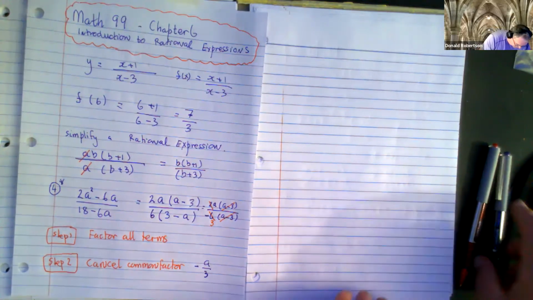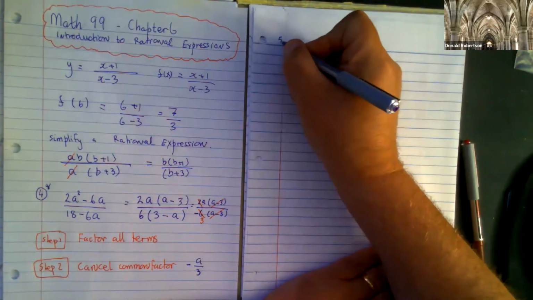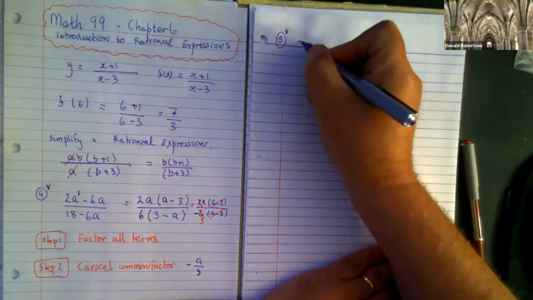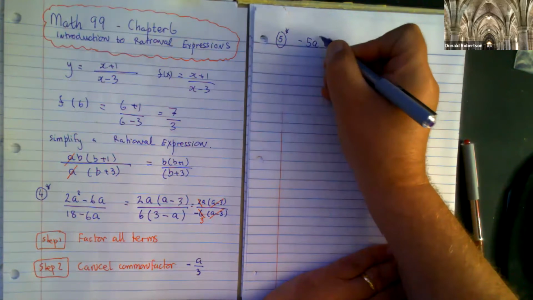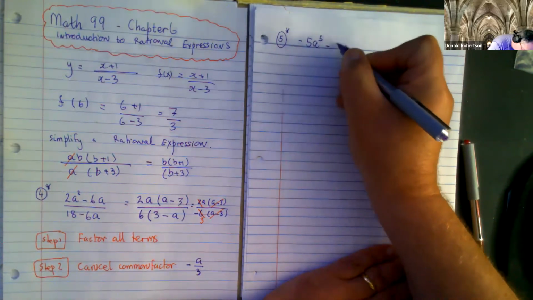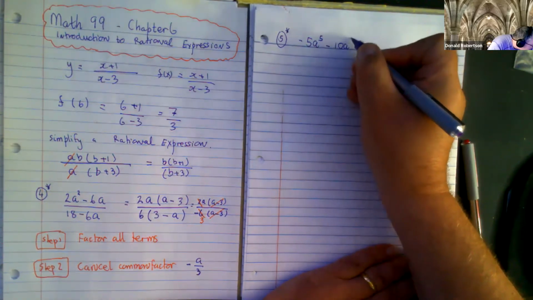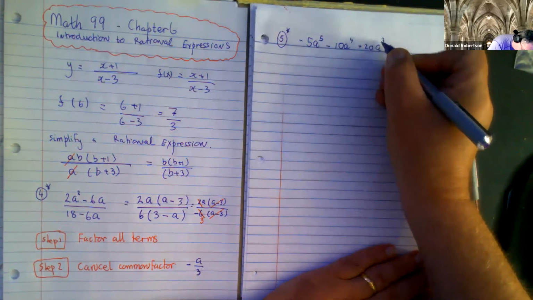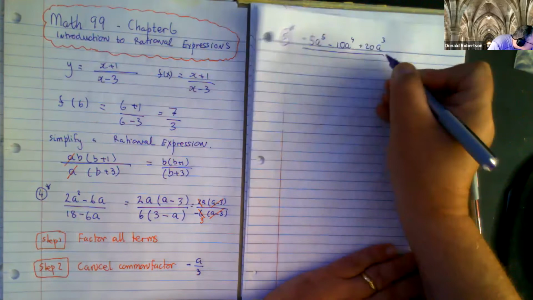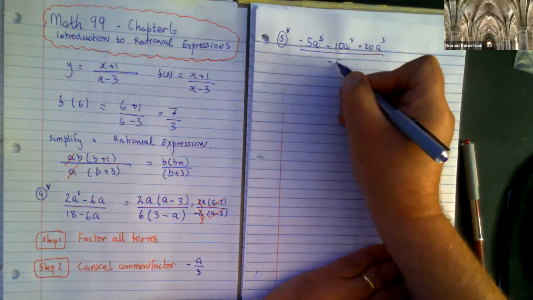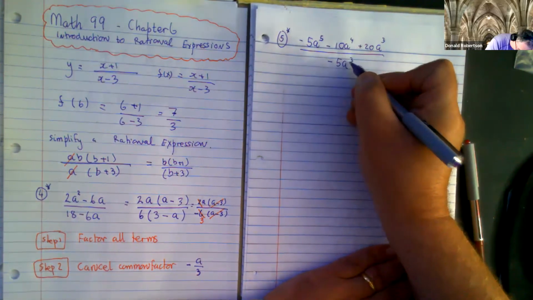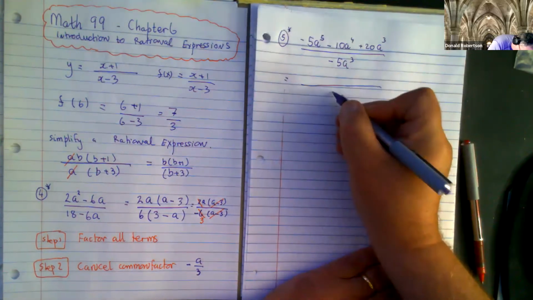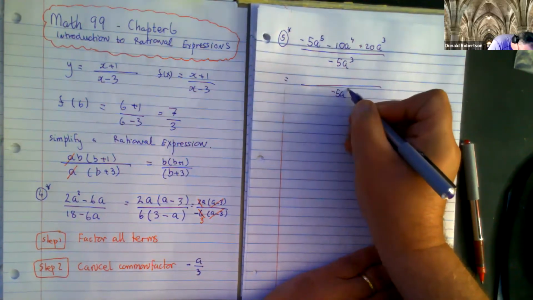Let's try 5, or at least a version of 5. So we have negative 5a to the 5, take away 10a to the 4, plus 20a cubed. And on the bottom, we're going to have negative 5a cubed. Now, I cannot do anything really with the denominator, so I'll leave that alone.